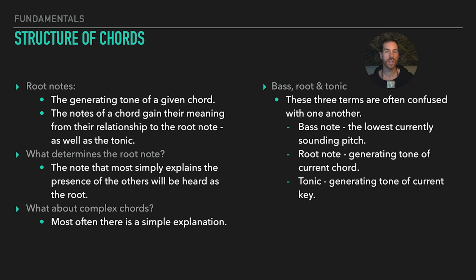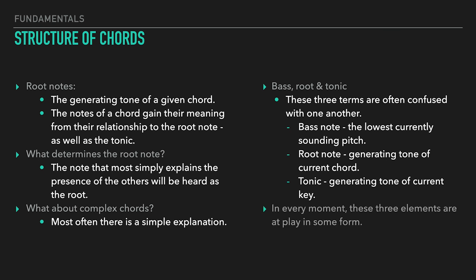We haven't learned just yet where chords come from, so this may seem a little bit confusing, the difference between a root note and the tonic. As we'll see, a major scale creates chords. So if we used the C major scale to create chords, C would be the tonic of the key. But if we created a chord from one of the other notes, let's say F for example, F would be the root note of that chord. However, C would still be the tonic of that key. We'll be clarifying this in the upcoming lessons. For now, just think about it a little bit. In every moment, these 3 elements are at play in some form.